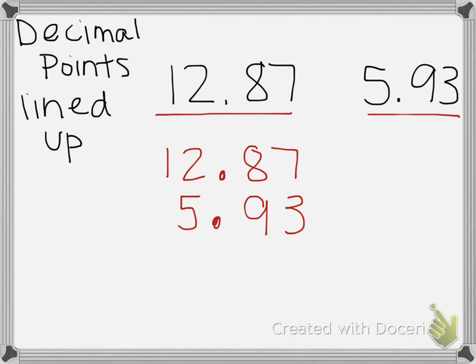Remember, when we're comparing numbers, we always start comparing on the very left. So that has an imaginary 0 there. 1 is more than 0. Or you can think about if you covered up your decimals, 12 is more than 5. So 12 and 87 hundredths is greater than 5 and 93 hundredths.